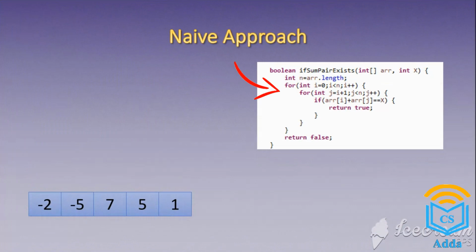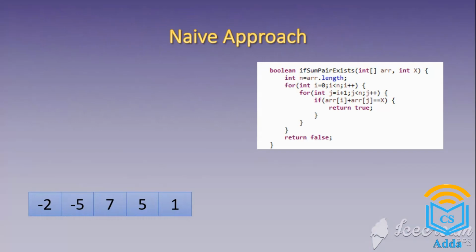Here, we have 2 nested loops, as you can see in the code on the right. What's the general approach? We will take an element from the array and pair it with every other element that is next to it to check if the sum is equal to the desired value or not. So let's dry run the entire code.